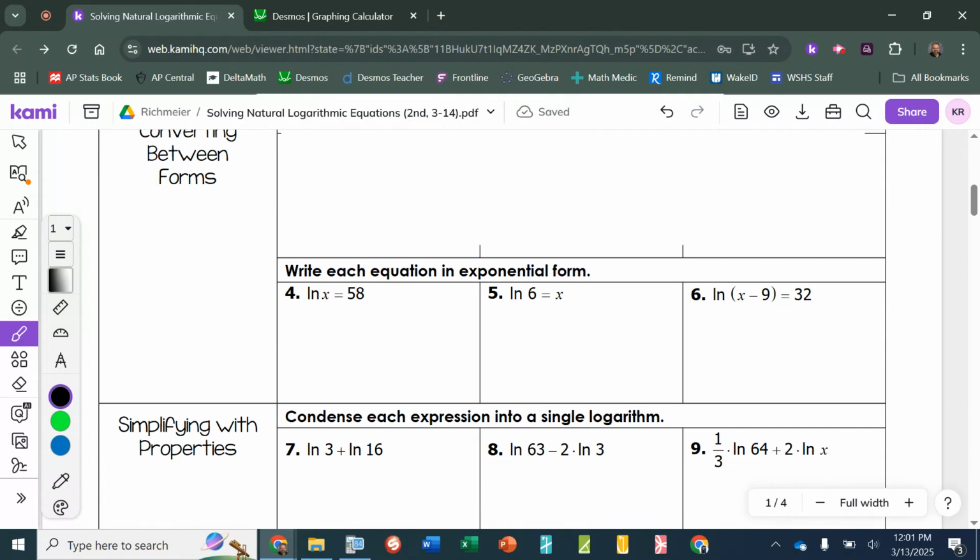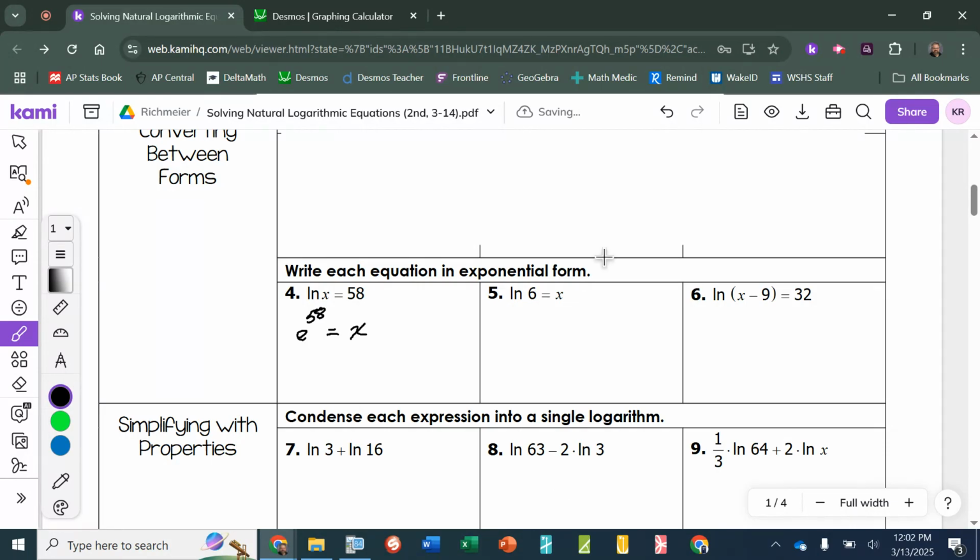Anytime I see a natural logarithm, I know its base has to be e. Just like before, I look at the base of the logarithm and write it for my exponential form. What the logarithm is equal to is the exponent, so here I'd have e raised to the 58th power. Then what I was taking the logarithm of is what that is equal to. So we have e raised to the 58th power is equal to x.